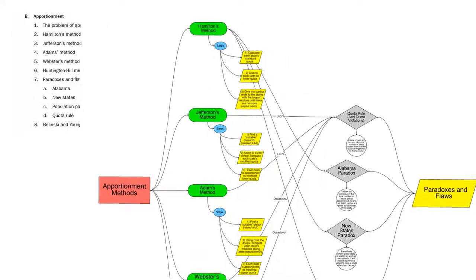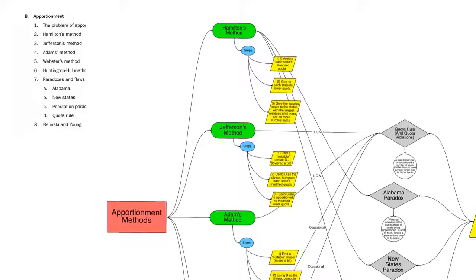So starting with the Hamilton method, we have the following steps. Calculate each state's standard quota, give to each state its lower quota. That's very much a unique feature of Hamilton's method. You give to each state its lower quota no matter what. You then give the surplus seats to the states with the largest residues until there are no more surplus seats.